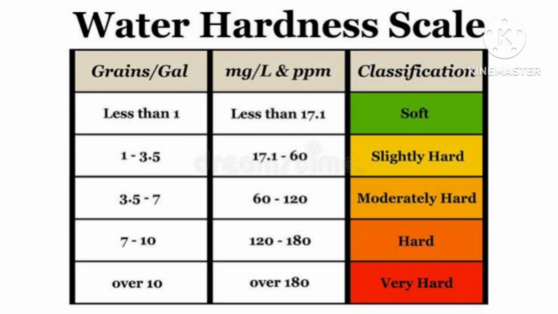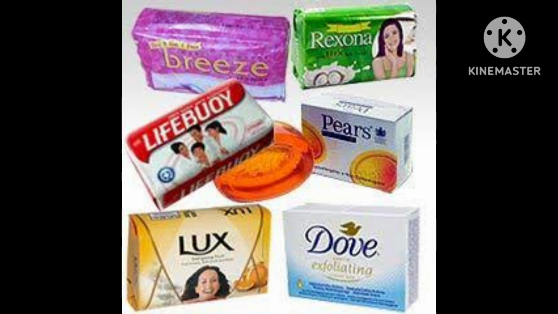And if potassium is there, then it is called bathing soap. For the bathing purpose, soap is different, and for the cleaning purpose, soap is different. For cloth cleaning, sodium salts of higher fatty acid are used, and for bathing soap, potassium salts of higher fatty acid are used. This is the difference. Sodium is hard and potassium is soft.